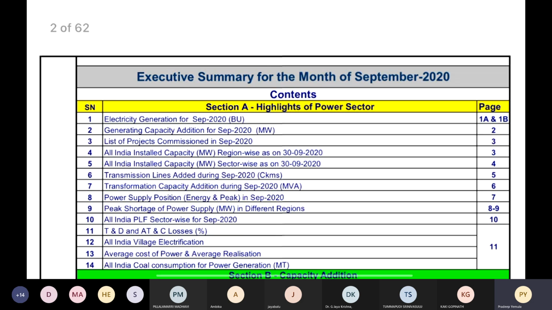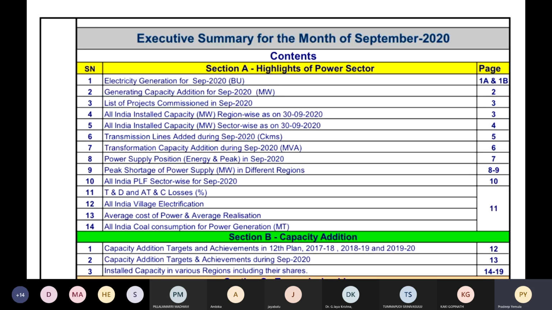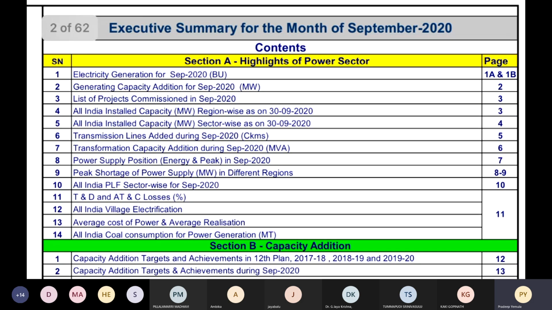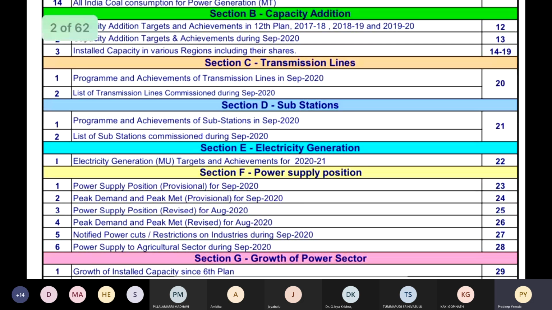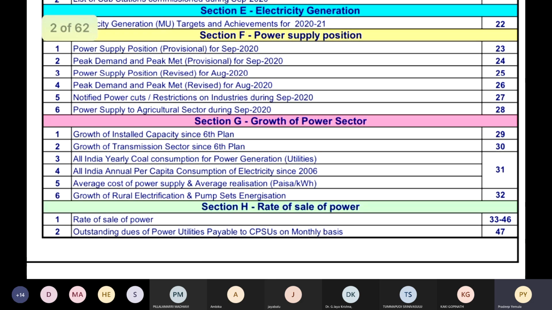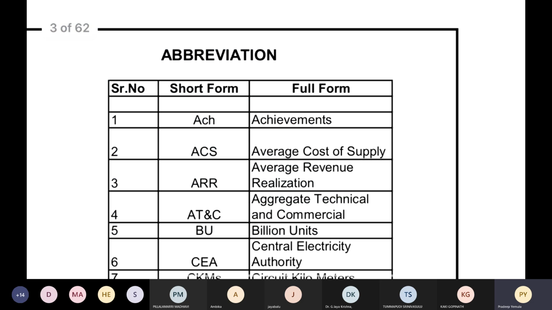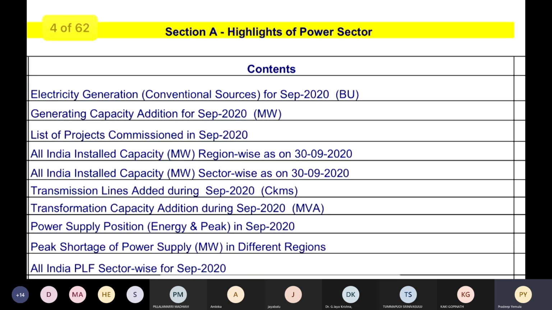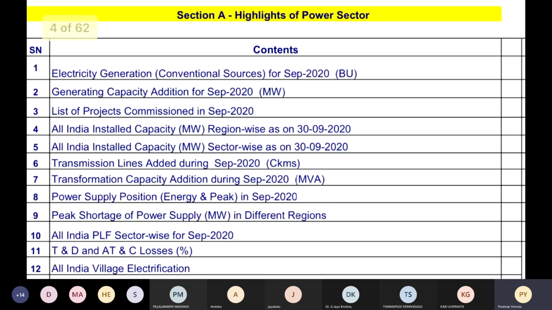First we have the executive summary for the month of September, and section A is on highlights of the power sector. Section B is on capacity addition, transmission lines, substations, and then generation and power supply position. So many things are there: rate of sale of power, growth of the power sector and more. This is again good information. If you want to provide your students with the status, you can do that. So let's first go through this.